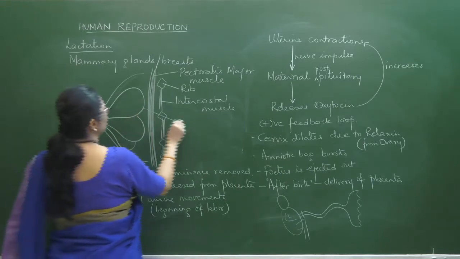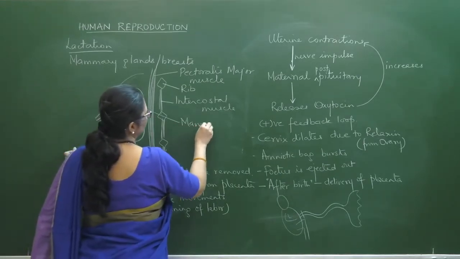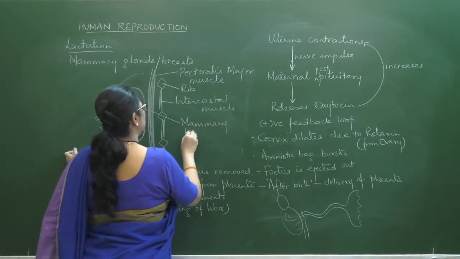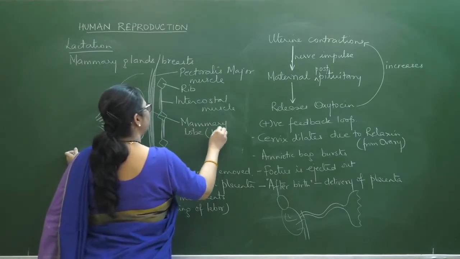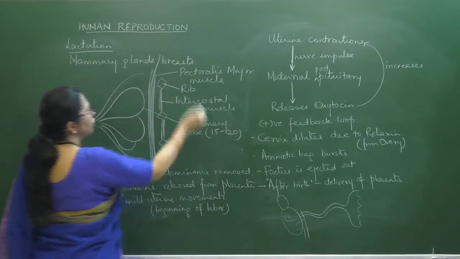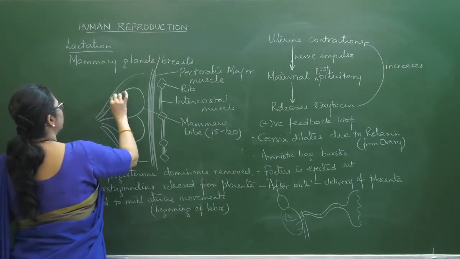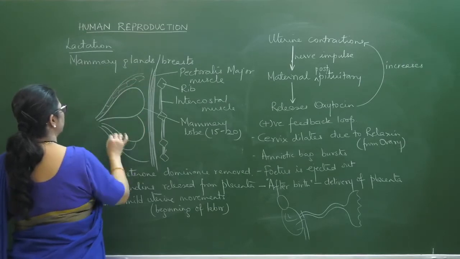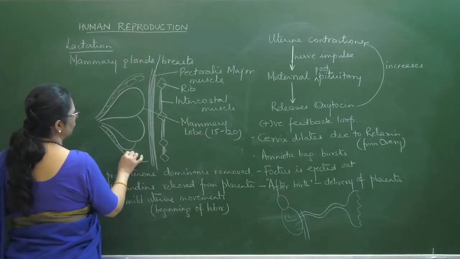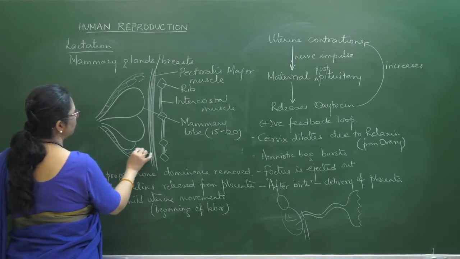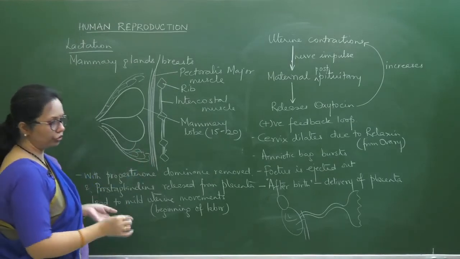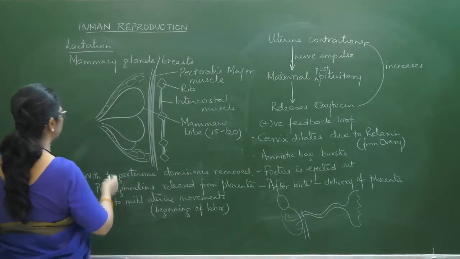Okay. So this is the mammary lobe, which are 15 to 20 in number in each breast. The rest of the tissue here, you see, is a lot of adipose, a lot of fat is filled over here, and this fat deposition also comes because of estrogen. Estrogen is responsible for that fat deposit.